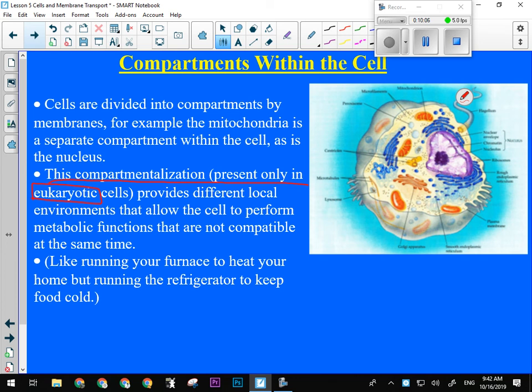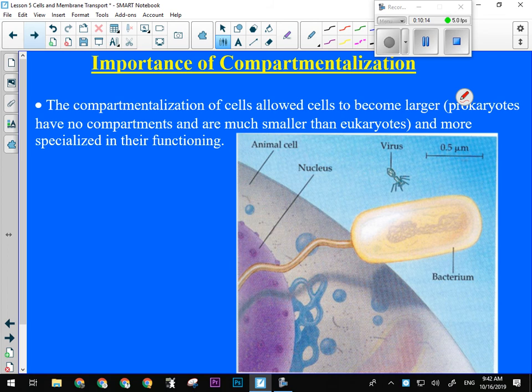Compartmentalization makes sense to everybody? I usually ask something about compartmentalization when we do an exam. All right, so compartmentalization of cells allows cells to become larger. Prokaryotes have no compartments and are much smaller than eukaryotes, and eukaryotes are more specialized in their function.